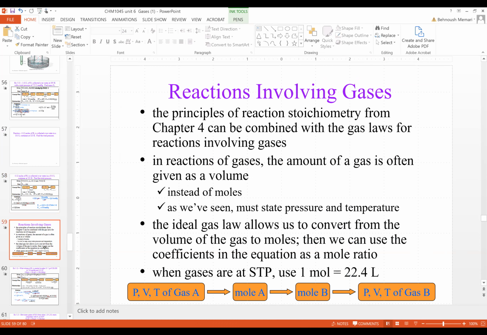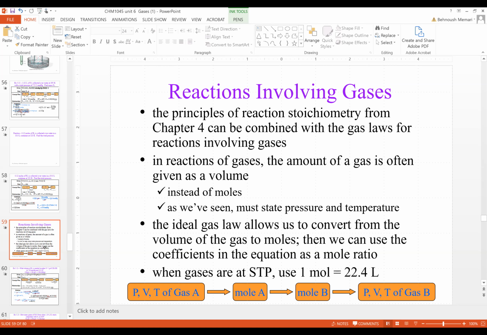When a reaction involves gases on the reactant or product side... before, you could have the product as an aqueous solution, or you could have a precipitate. If you get the mass of the product, you can find the moles of product, or if it's an aqueous solution, you find the moles, then you can find the concentration.